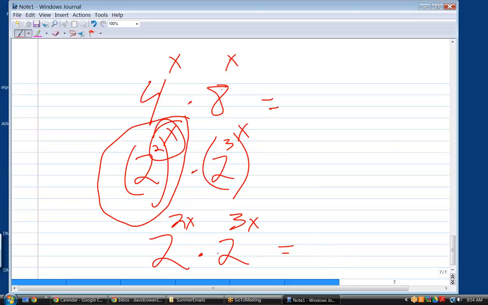No, don't multiply the bases. In other words, whenever you have this kind of a problem, the answer is 2 to what exponent? 5x. Right.